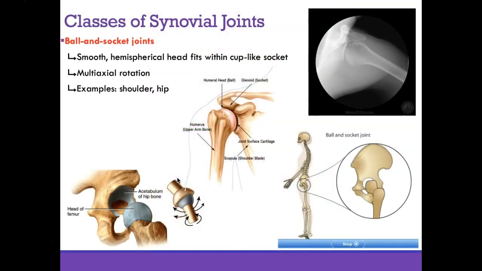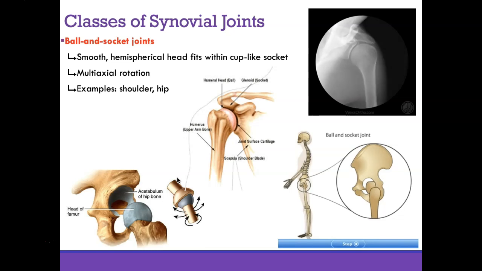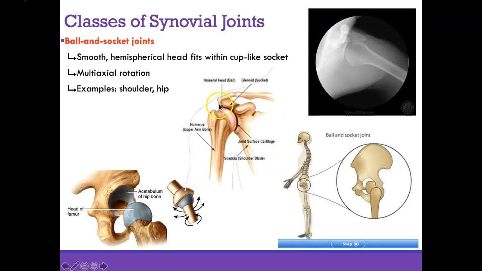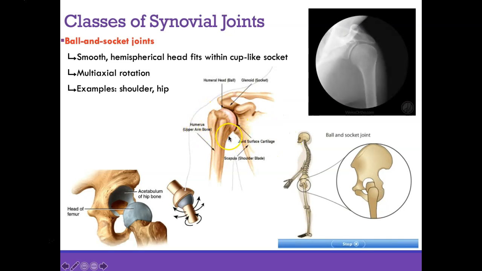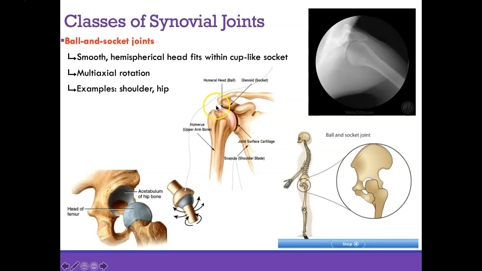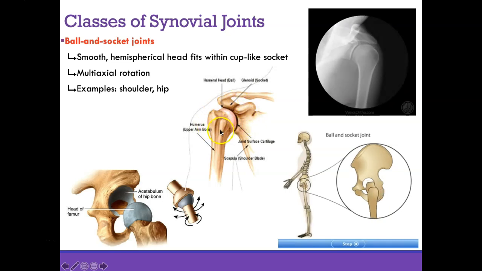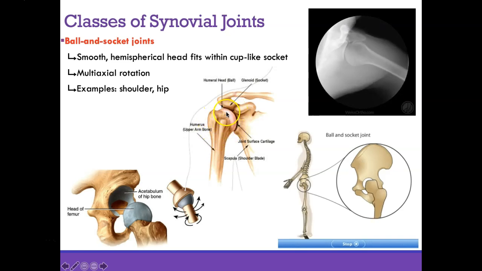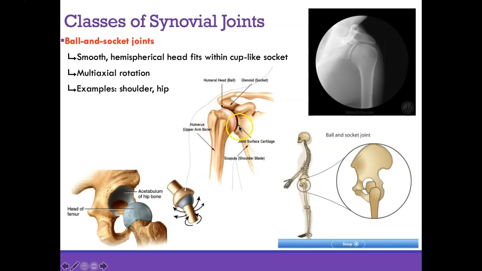So let's talk about the first type of synovial joint, the first type of diarthrosis, a ball and socket joint. It's called a ball and socket because the smooth head of the bone fits within a cup-like socket. In the example of a shoulder, the head of the humerus fits very well into the glenoid cavity, right? It fits perfectly into the cavity that's made up by the scapula.